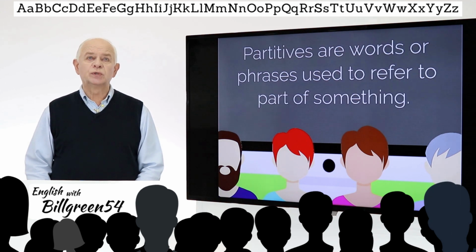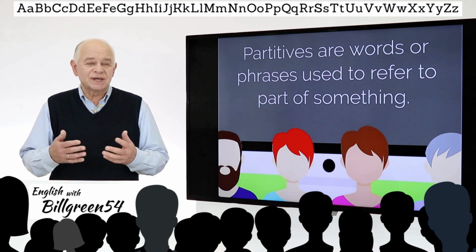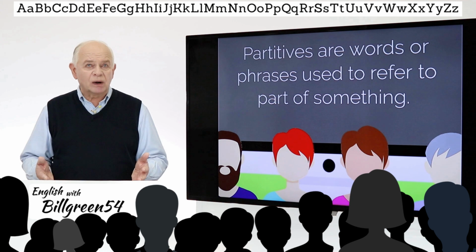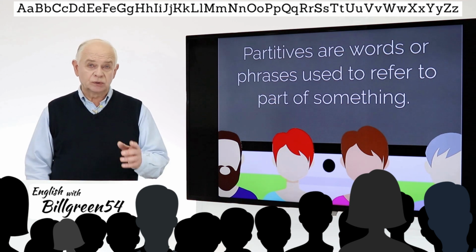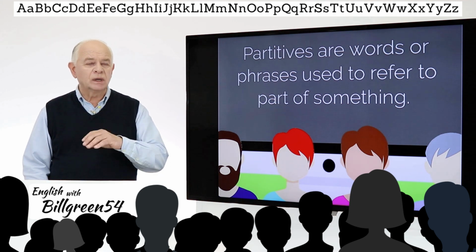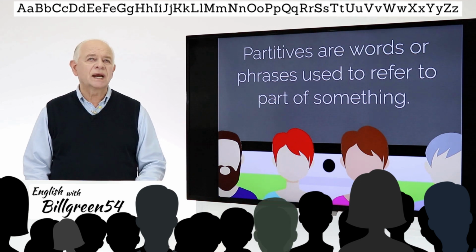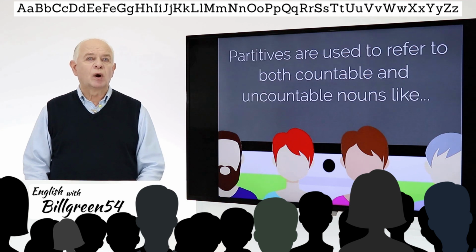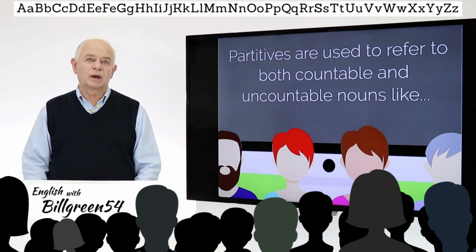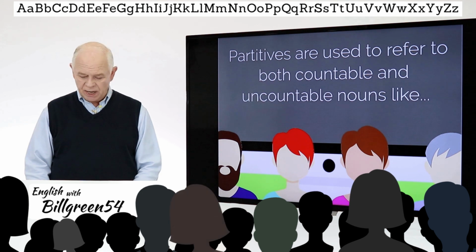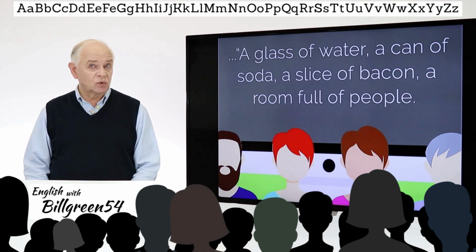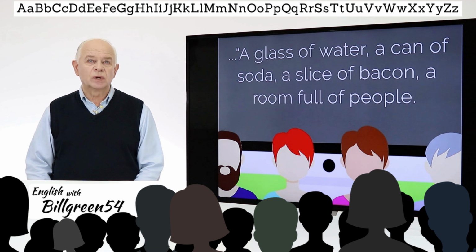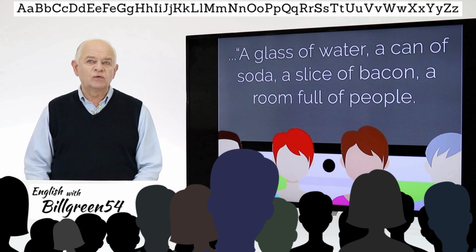Partitives are words or phrases used to refer to just part of something. Makes sense, doesn't it? Partitives, part. We use those to talk about part of something, not the entire, but it's not always exactly true, and I'll show you why. In other words, a partial quantity. Partitives are used to refer to both countable and uncountable nouns, like a glass of water, a can of soda, a slice of bacon, a room full of people.